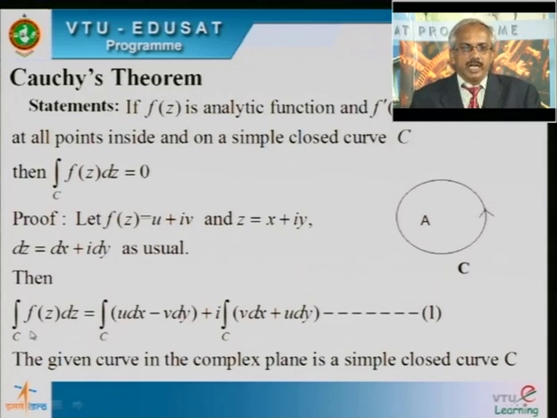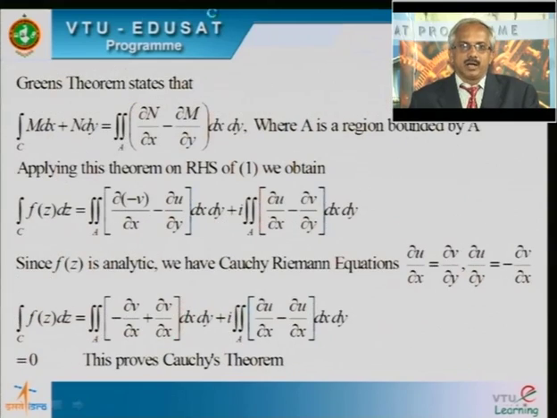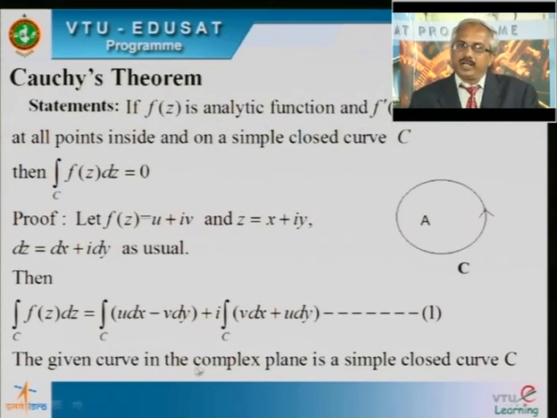Then the integral over the closed curve C of f of z dz is equal to, after simplification, integral over the curve C of u dx minus v dy, plus i times the integral over the curve C of v dx plus u dy. So here the given curve in the complex plane is a simple closed curve.